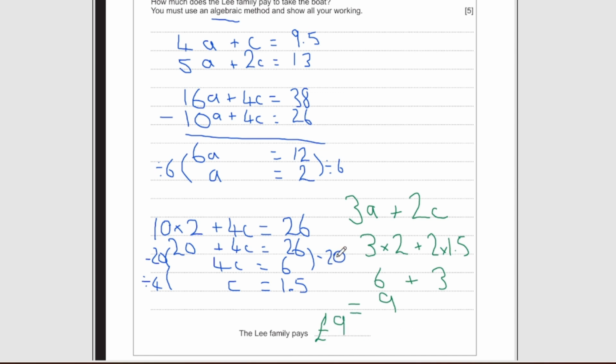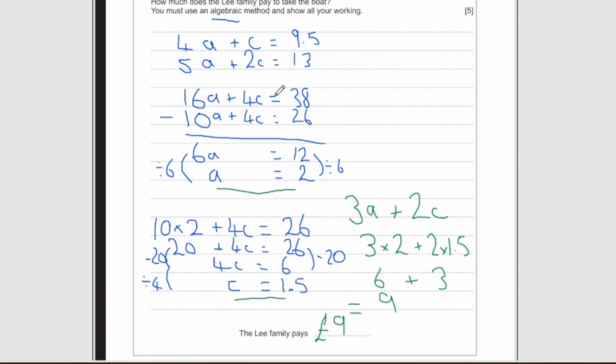So for a simultaneous equation, times it so that we end up with 4C on both of them. Then we can take away, solve it to find A, substitute back in to find C, and then use the values of A and C to find the amount that the Lee family pay in total.